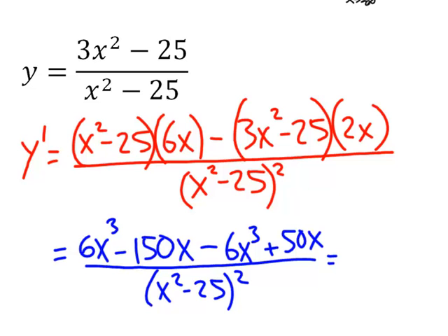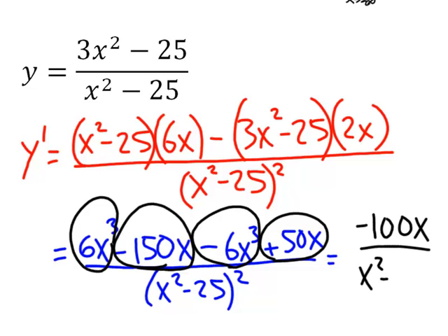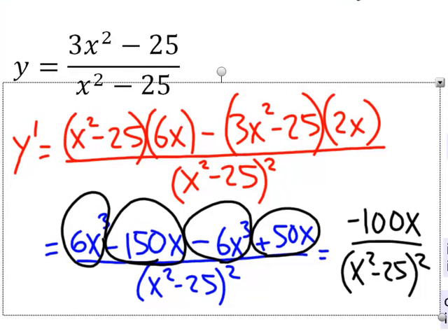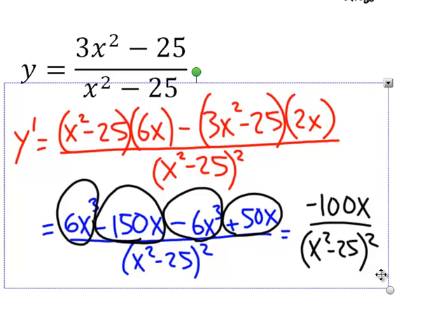And then we combine our like terms. So 6x cubed and minus 6x cubed cancel out very nicely, convenient for us. And then we've got negative 150x plus 50x. So that gives us minus 100x all over that denominator. So of course I'm going to set that equal to 0 or undefined.